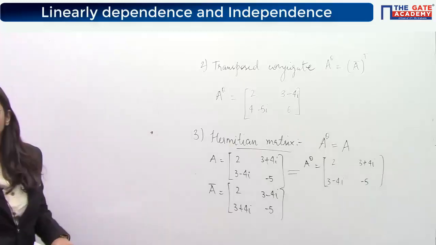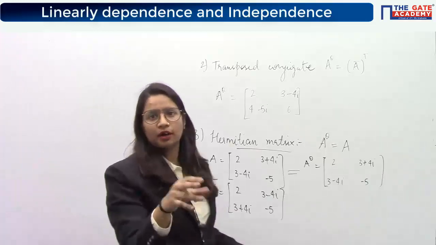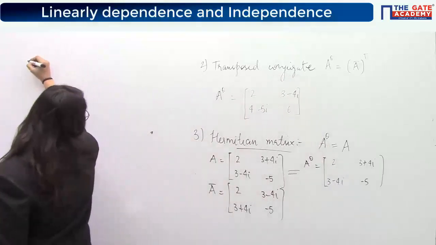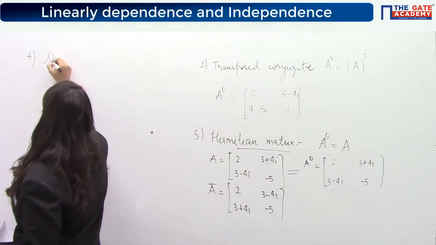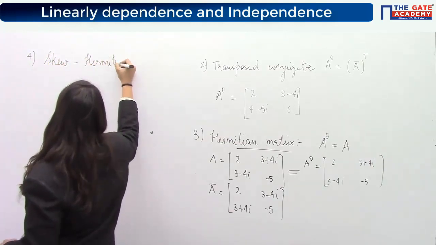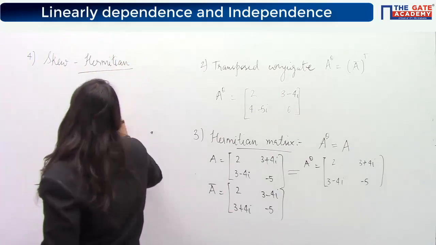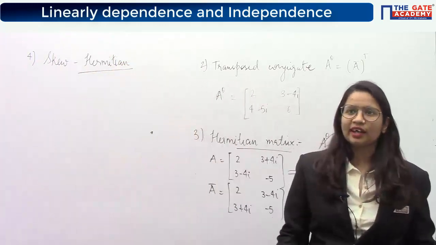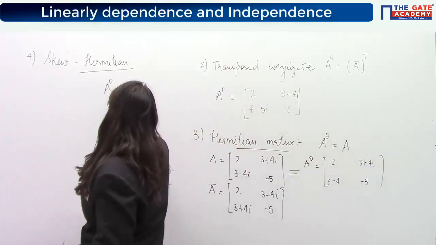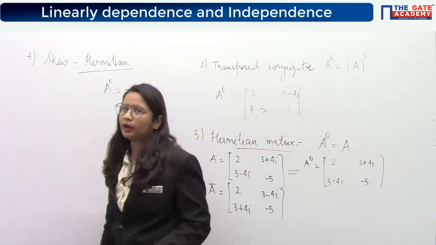If there is a counterpart of the symmetric matrix, then there must be a counterpart of the skew symmetric matrix also. For that case, we will have the term known as the skew Hermitian matrix, the counterpart of skew symmetric. And again obviously you can directly guess what it will be. It will be A theta equal to minus A.